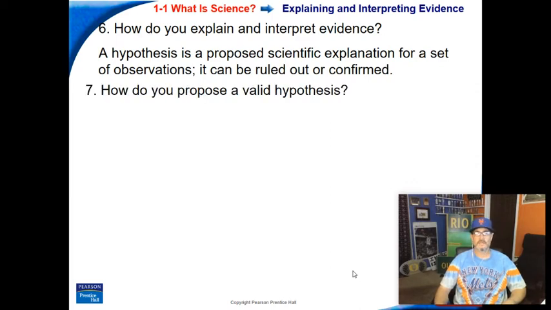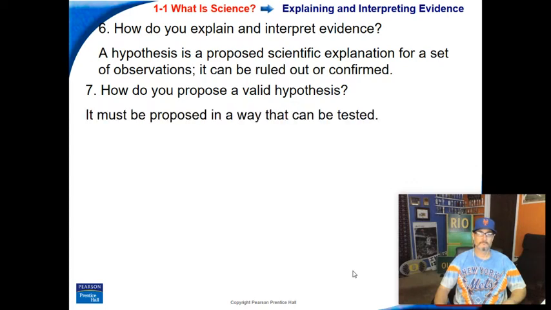How do you propose a valid hypothesis? Must be proposed in a way that can be tested. So you have to be able to use a controlled experiment where you have one variable that is being allowed to change or is being altered. That's the manipulated variable. All the other variables have to stay the same. Those are controlled variables. And if you do that, then your result, your responding or resulting variable should be able to confirm or deny that your hypothesis is correct.